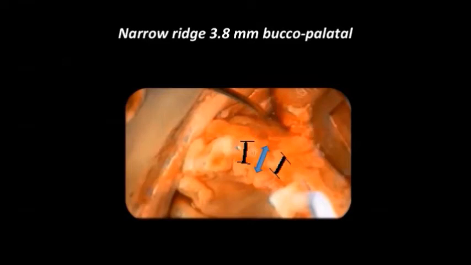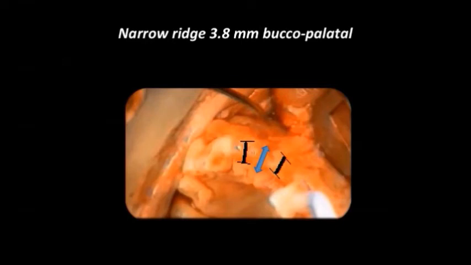So if you calculate here, it's 3.8 millimeter, it's very narrow, so we don't have a narrow implant to put in that area, and even we cannot put an implant in this area less than 3.5 millimeter in order to achieve a good aesthetic result. So I've decided to go for a 3.5 millimeter.